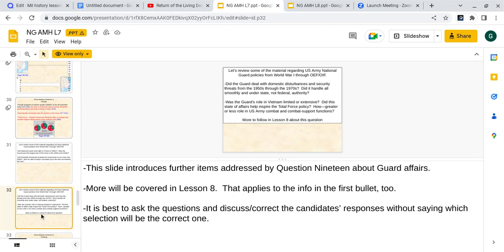Next, was the Guard's role in Vietnam limited? Yes, it was limited. Did this state of affairs help inspire the total force policy? Yes, it did. Total force meaning after Vietnam, the Guard and Reserve are more included in combat and combat support. So, greater role. The Guard and Reserves have a greater role in U.S. Army combat and combat support functions per the total force policy.